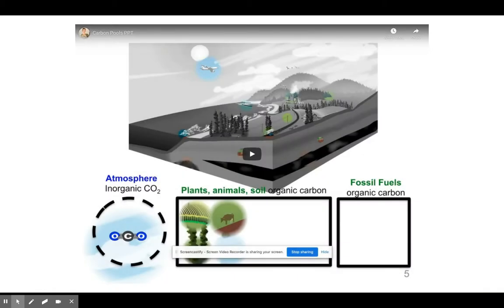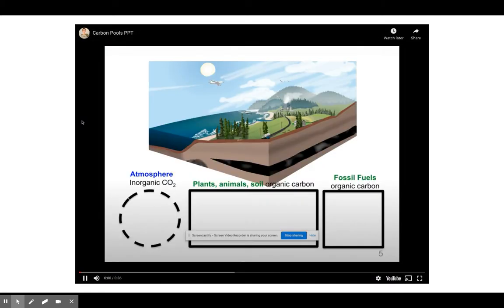This video, I'm not going to play during this time. You guys can watch this on your own time, but it just shows how different carbon sources can be classified into those 4 different carbon pools. Skip to the next slide. Oh, is it actually going to play?